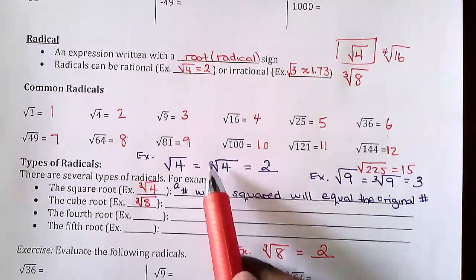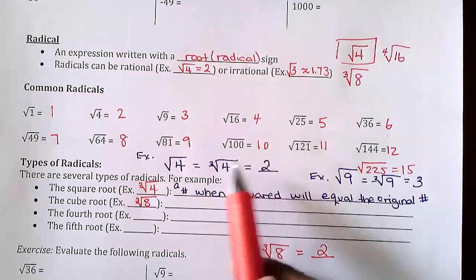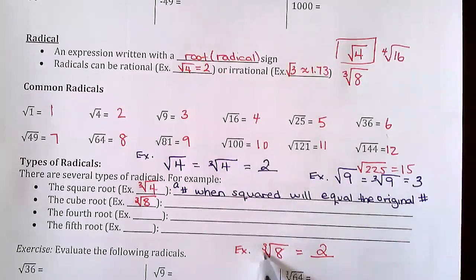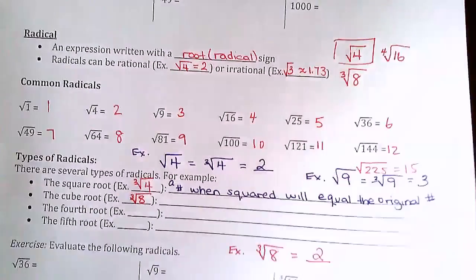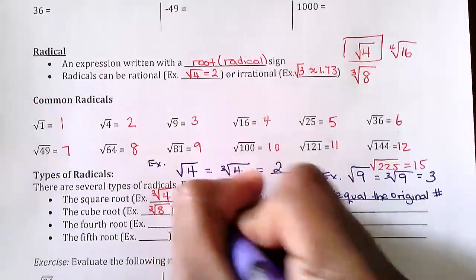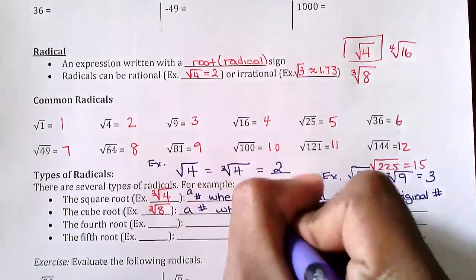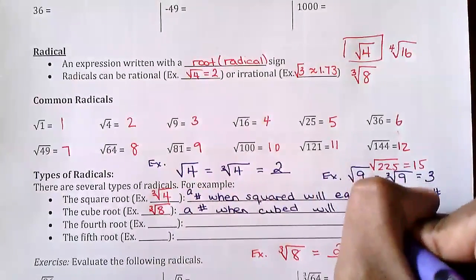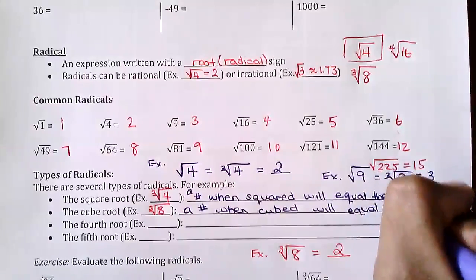Much like here when we had the square root, I looked at 2 to the power of this index, so 2 to the 2 will get me 4. Here, because the index is 3, I'm just asking myself, what number to the power of 3 will get me 8? So what is then the cube root? It's a number that when cubed will equal the original number.